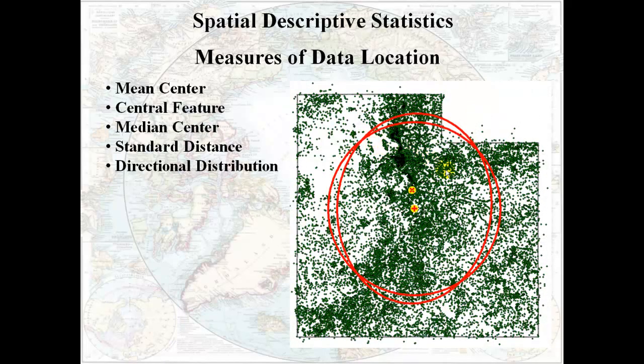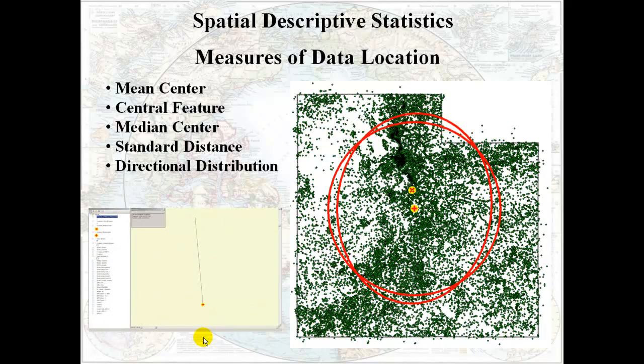Okay, so this is the summary of all those things. You can't really see the central feature, but it's a tiny yellow point there that's real close to that median center. And then we have standard distance, we have directional distribution. Okay?